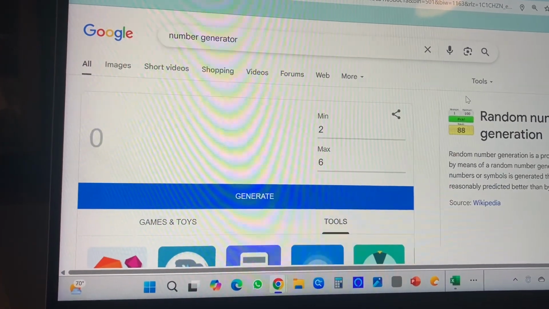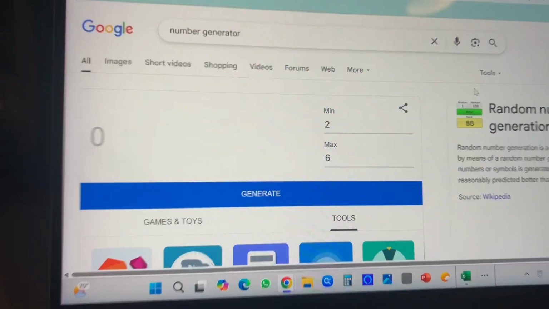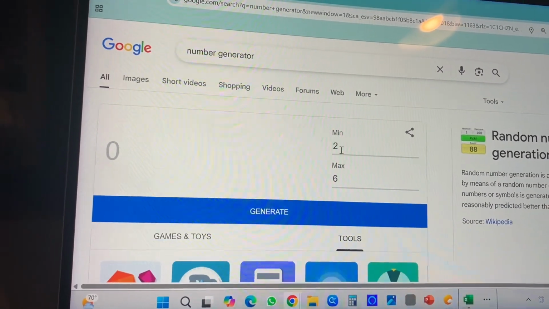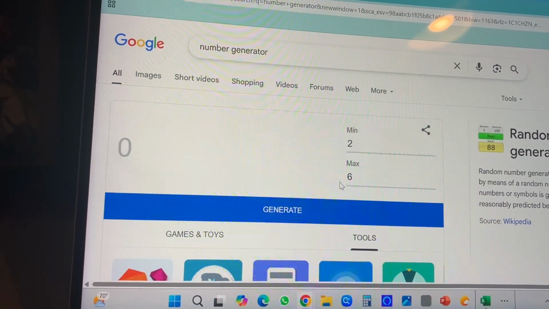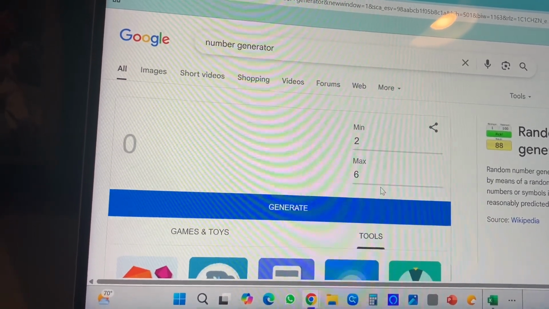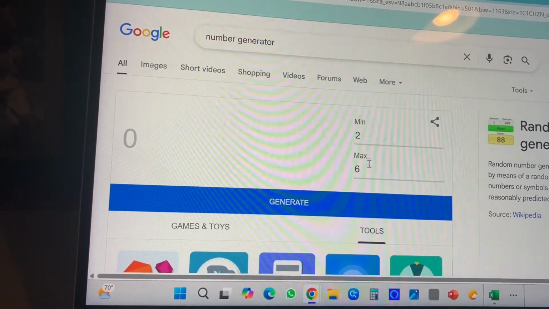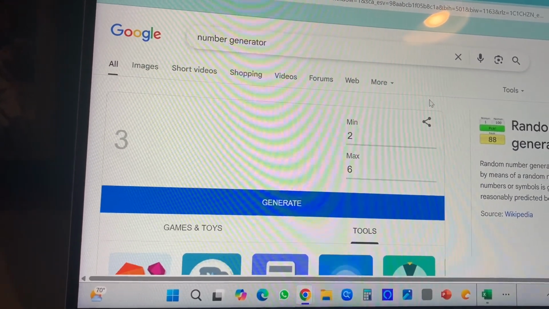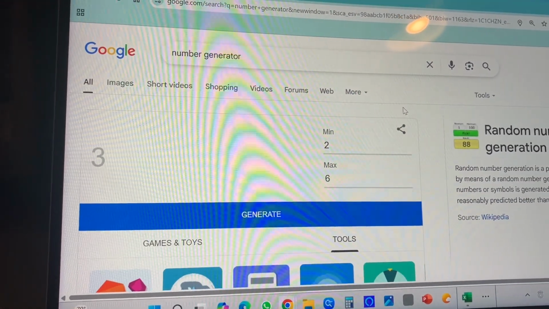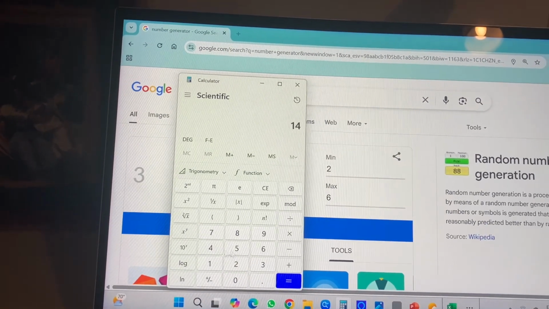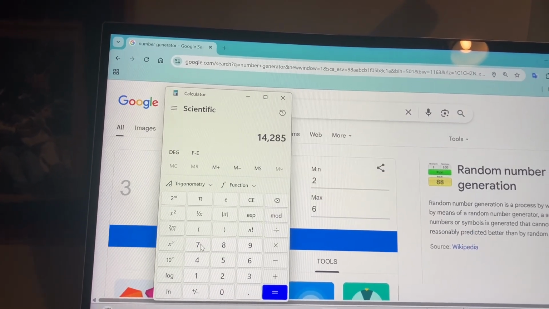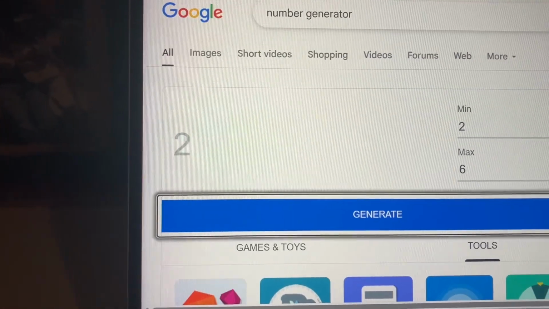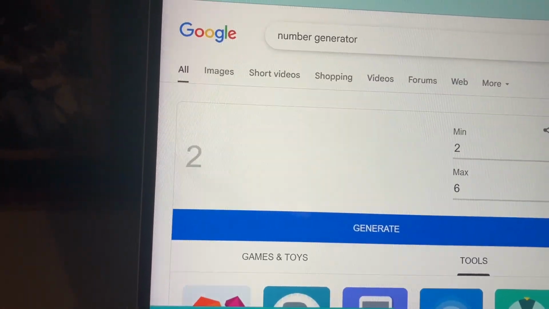As you can see, I have this number generator here. If I multiply 142,857 by any number between 2 and 6, then I'll have the same set of numbers going in the same pattern. All right, I got 3. That's 428,571. So I multiply this by that. There we go. And another one, 2. Okay, well, that's also simple.